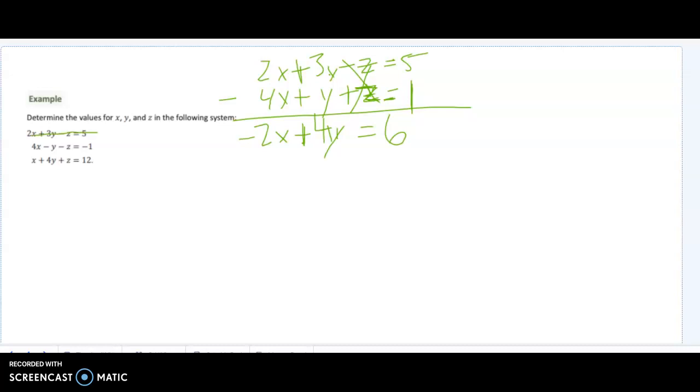Okay. Now we can add these, just combine them, and that'll get rid of another z. Okay, so that's 5x plus 3y, and that will cancel here, equal to 11. Okay, so now think of that as this new equation.